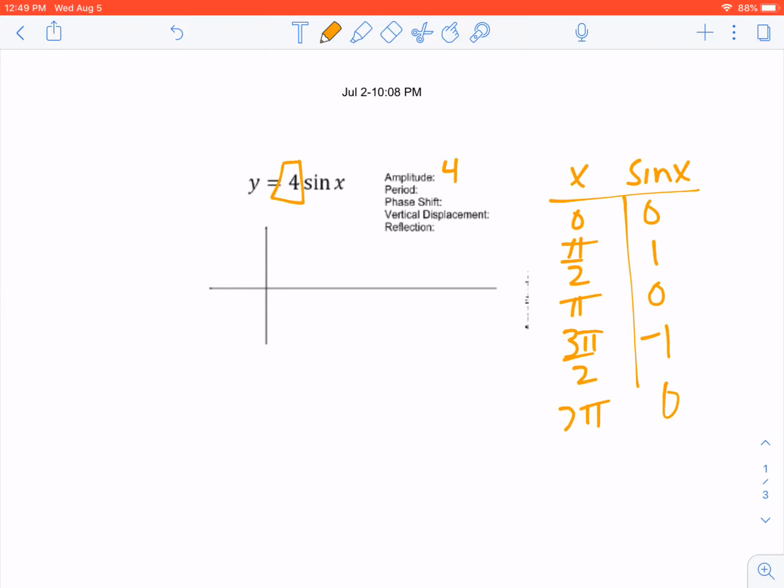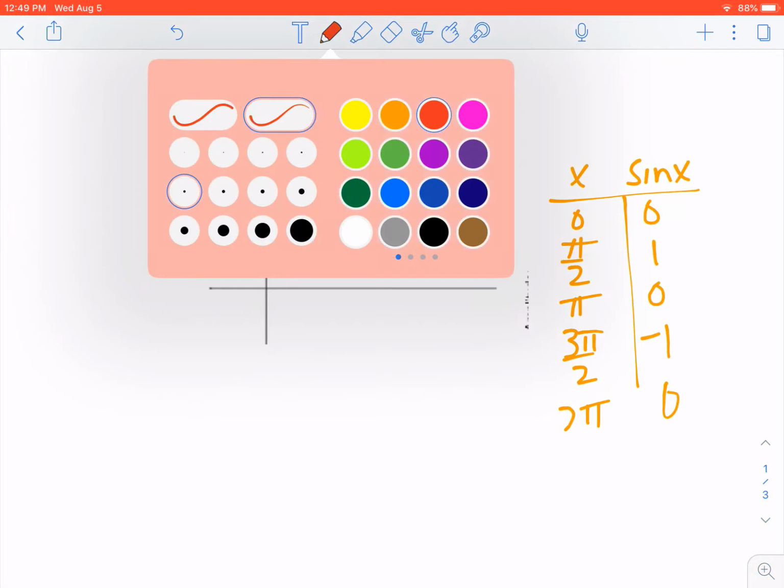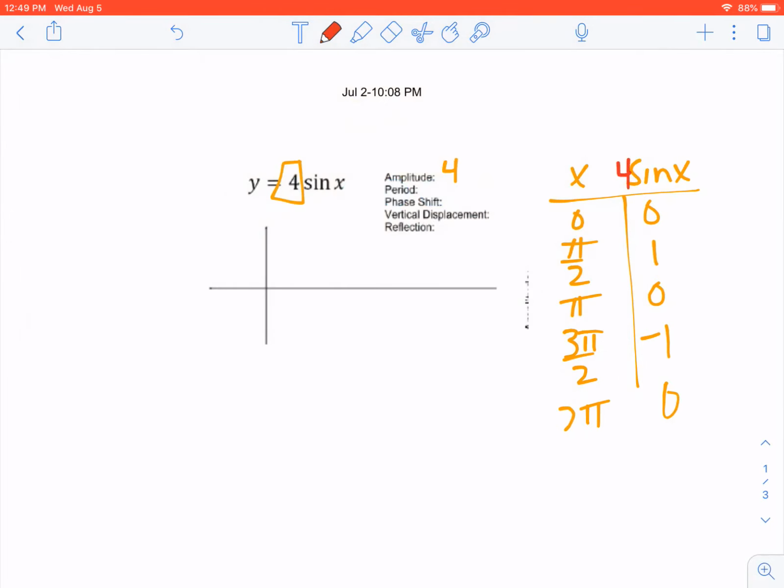All right, we've got this 4. This 4 is affecting the amplitude. Since it's on the outside of the sine, it's not in the argument, that's going to affect y. So when I want to graph 4 sine x, that means I'm going to have to multiply all of these y values by 4. Was the period affected?